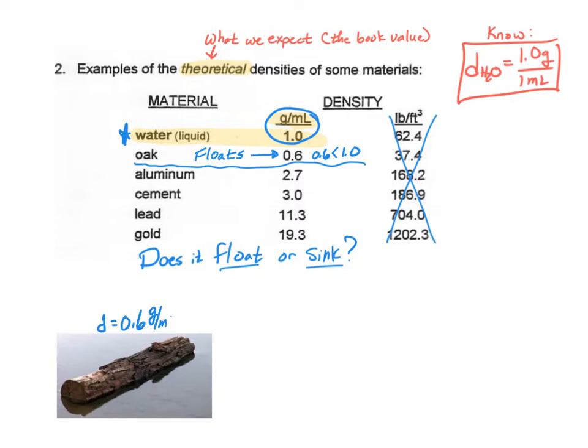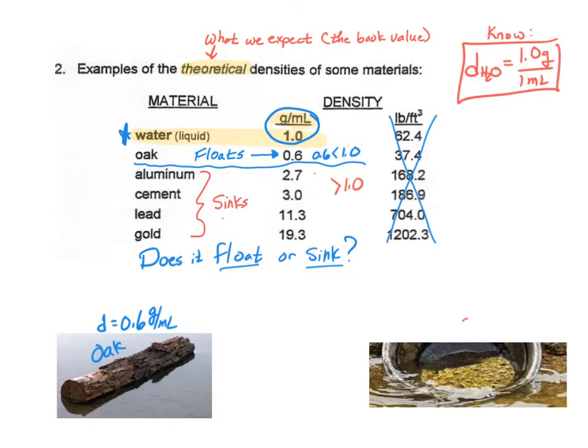Now we look at aluminum, cement, lead, and gold. Those all have densities that are greater than the 1.0 that we find for water, so all of those will sink in water. If you find something that has a density very close to 1, you'll see that that substance will float sort of in the middle. It won't sink all the way to the bottom, but it won't be floating way up at the top either.